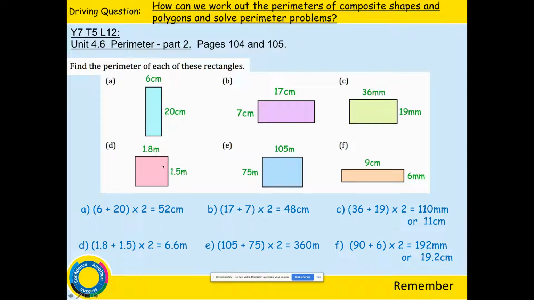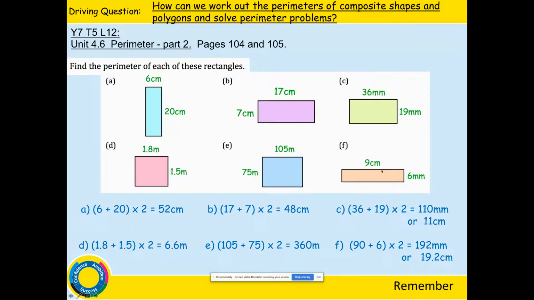D is 1.8 meters, add 1.5 meters, times your answer by 2, you will get 6.6 meters. 105 meters, add 75 meters, then double it, times it by 2 because you've got the same this side. You'll have 360 meters. Now, question F is a little bit sneaky because, oops, let's go back to that.